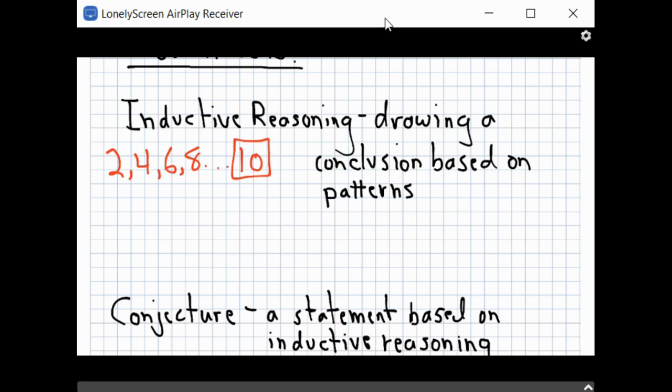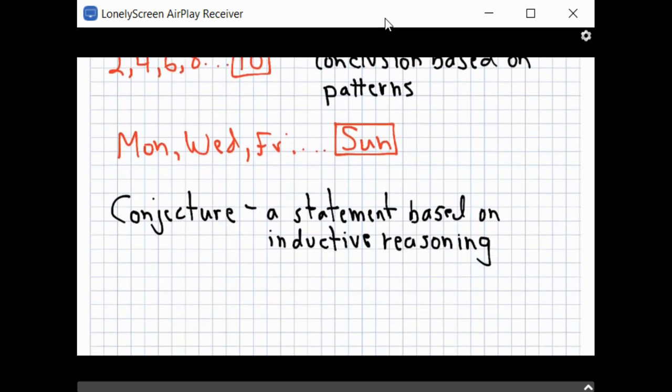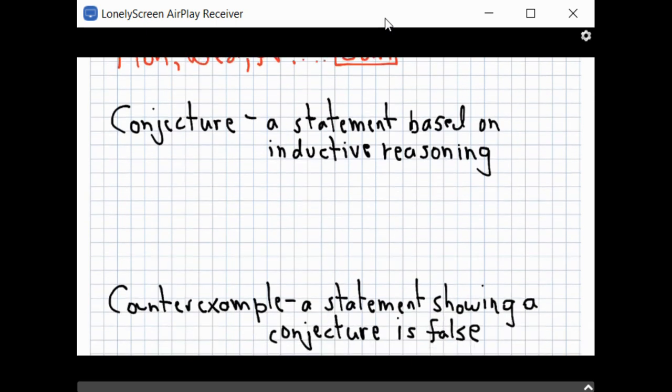Another example might be something like somebody says Monday, Wednesday, Friday... It would be inductive reasoning. You try to draw a conclusion based on that pattern that, okay, they're counting every other day of the week. So after Friday, skip Saturday, it would be Sunday. And so there, you're perceiving a pattern and drawing a conclusion. That is inductive reasoning. So secondly, there's these things called a conjecture.